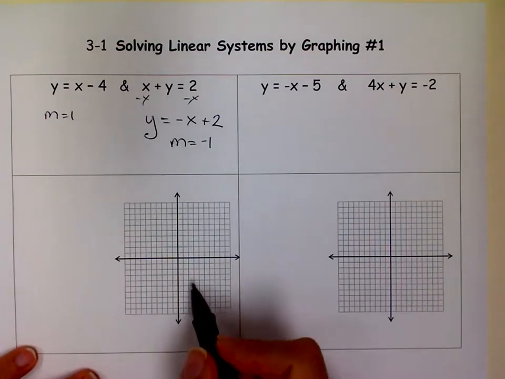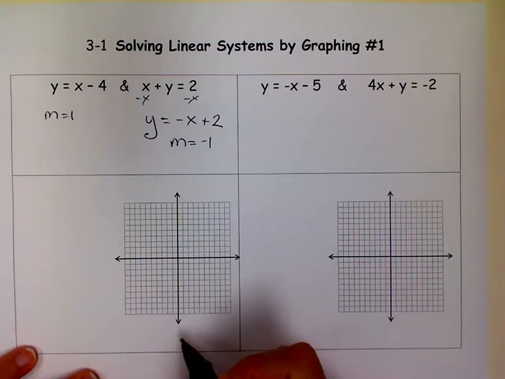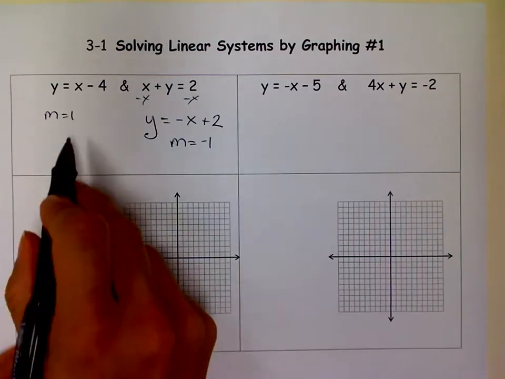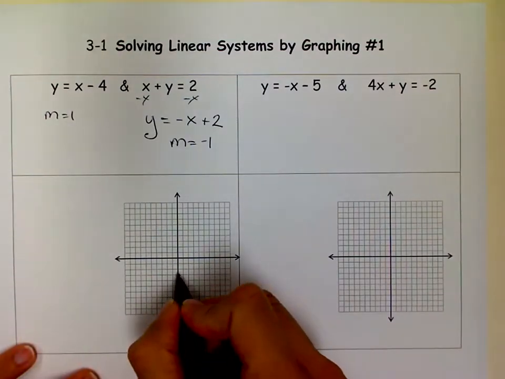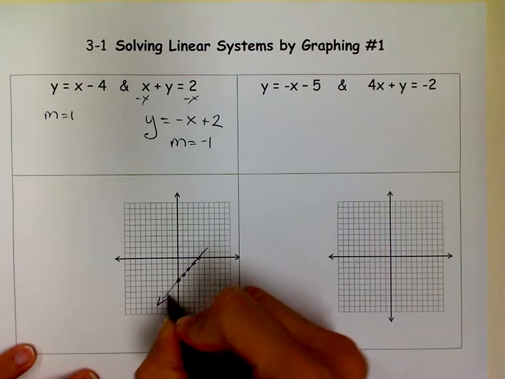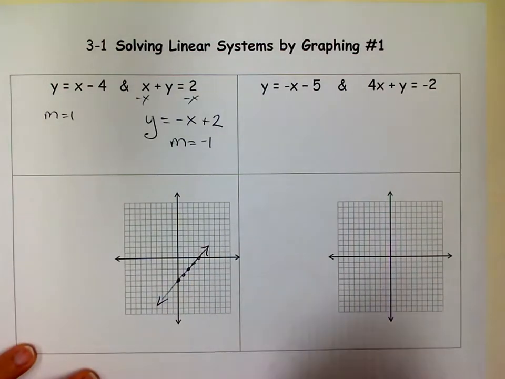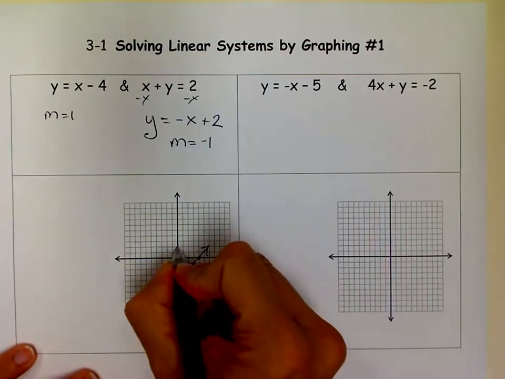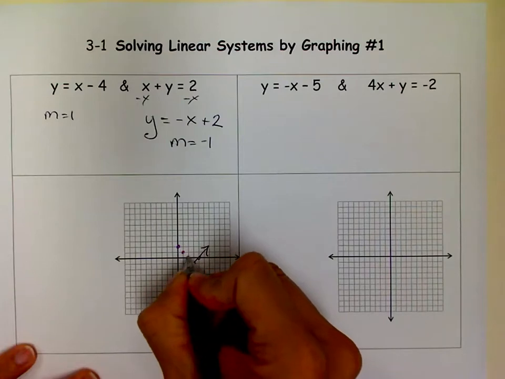It's nice to know before I start graphing, because if I happen to graph something wrong and get them to where they're the same line or they're parallel, then I would know that I did that wrong. So I'll graph the first one. The y-intercept is negative 4. The slope is 1, which means I go up 1 over 1. There's that line. This other line has a y-intercept of 2 and a slope of negative 1.